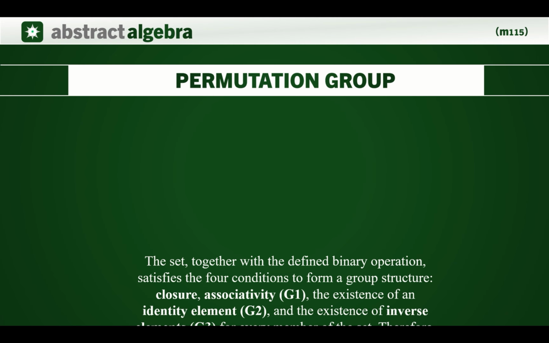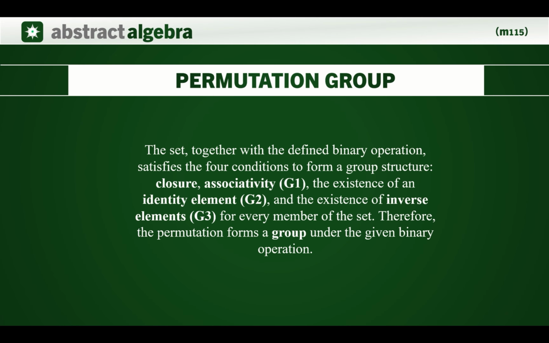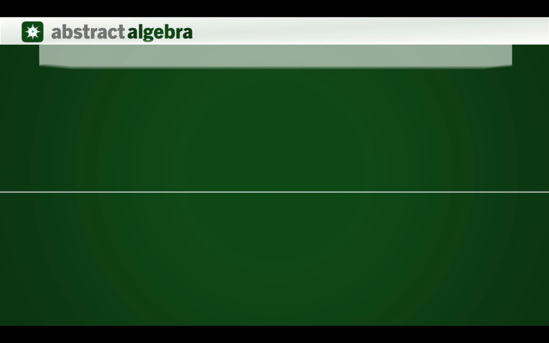And since it satisfies all the conditions to form a group structure, which are the closure, associativity, the existence of identity element, and the existence of inverse element for every member of the set, the permutation forms a group under the given binary operation. So, it satisfies all our conditions. Therefore, we can say that it is a permutation group.